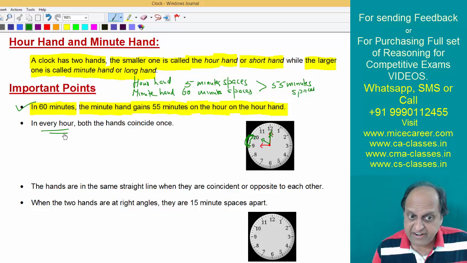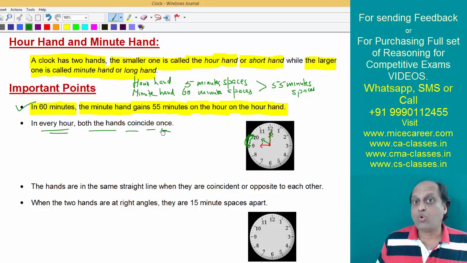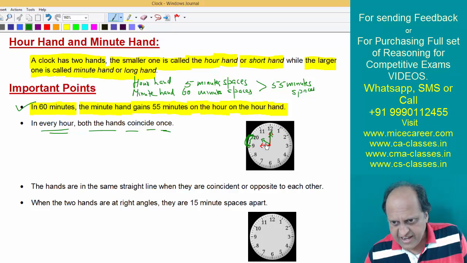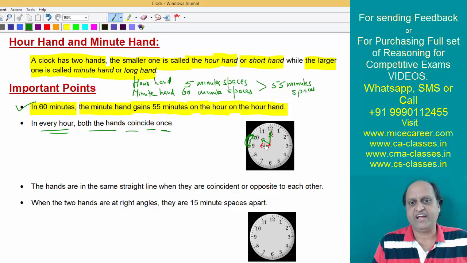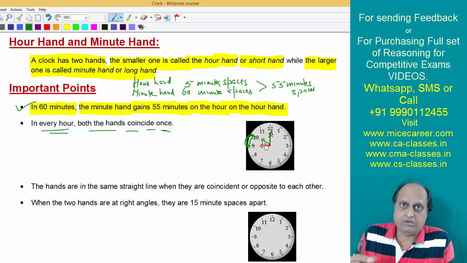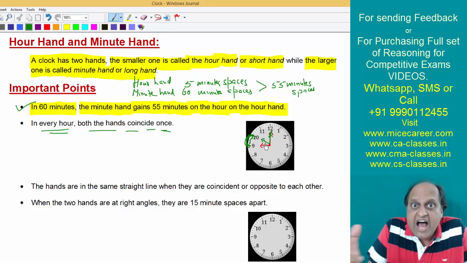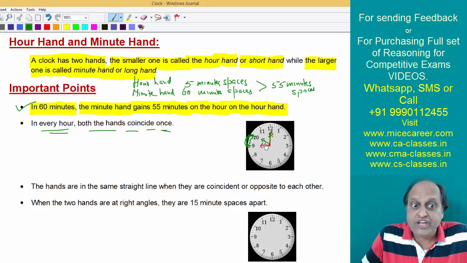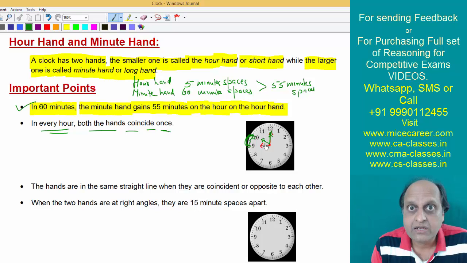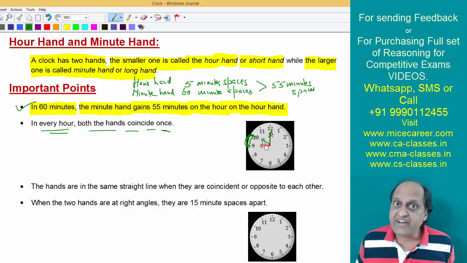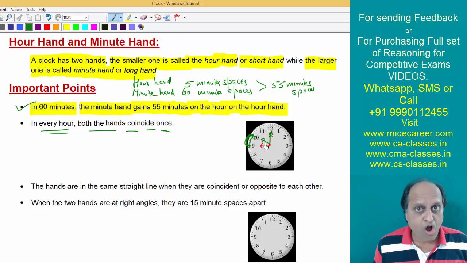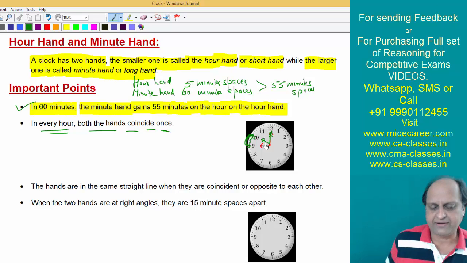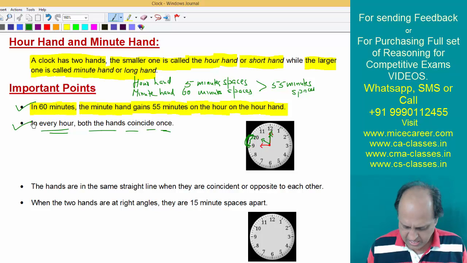I think this point is very much clear to you. Now, in every hour, both the hands coincide once. This we have to understand, because when it is moving, somewhere in between the two hands will coincide. So a small question can be asked: how many times in an hour do the two hands coincide? The correct answer is 1. Often I have seen students saying 2, which is wrong. It will coincide only once. This you have to remember.